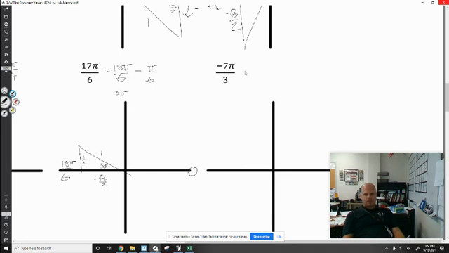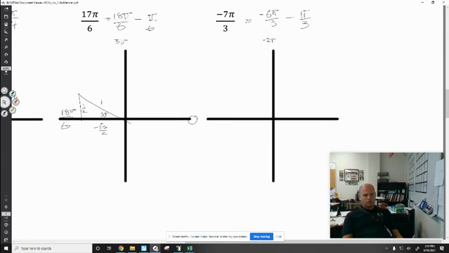Negative 7 pi over 3. I'm going to go to negative 6 pi over 3. And then I'm going to subtract a pi over 3. Add a negative, subtract. Negative 6 pi over 3 is negative 2 pi. So negative 1, negative 2. And then subtract. Subtracting going this way. All right? Pi over 3, 60 degrees. 60 degrees to the right, down.